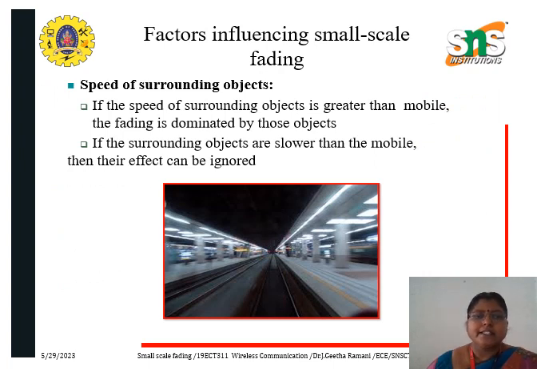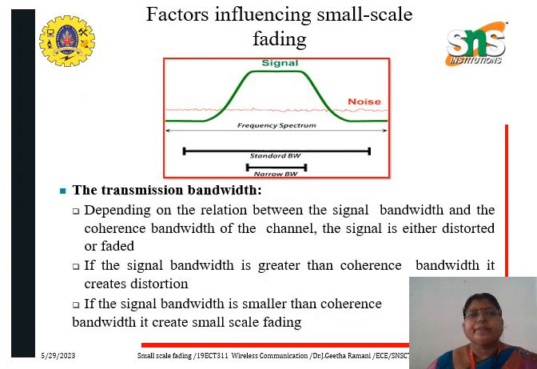The third factor is the speed of the surrounding objects. If the speed of the surrounding objects is greater than the mobile, then the fading is dominated by those objects. If the surrounding objects are slower than the mobile, then their effect may be ignored. Just imagine while you are traveling in a train, you look at the surroundings. You find those surroundings also travel at the same speed as we travel in a train, isn't it? So that will influence the fading effect.